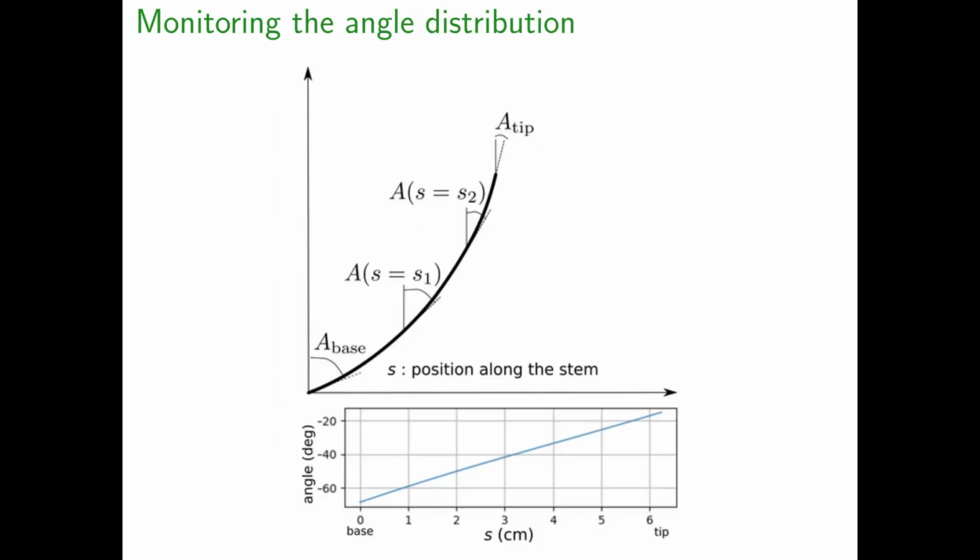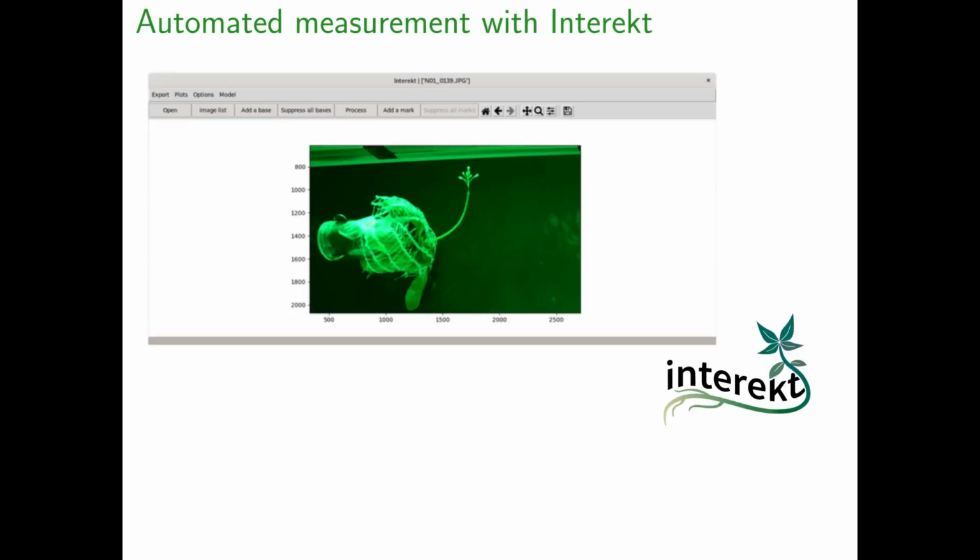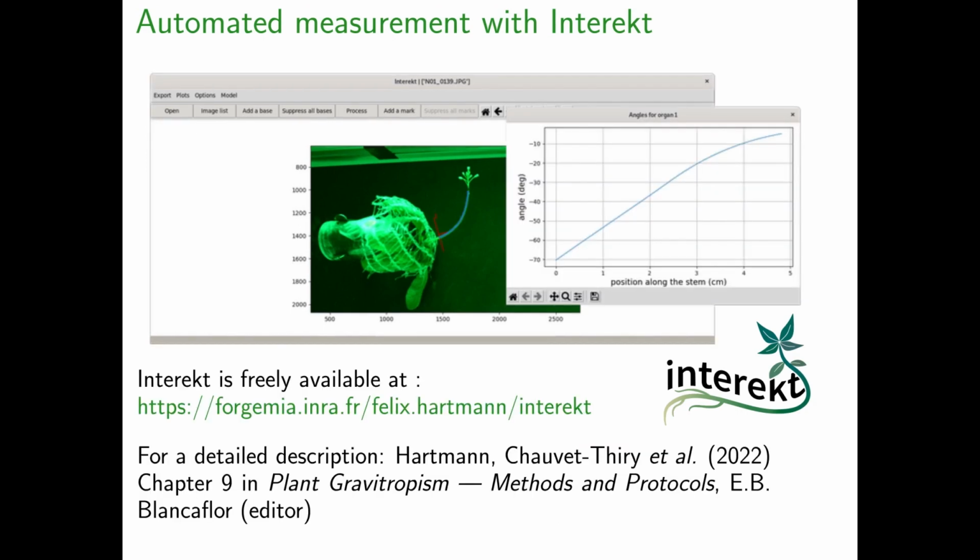Pushing this strategy to the limit, we get the distribution of angles all along the organ. You may wonder how to monitor so many angles. Don't worry, this can be automated using some specific software, for example, the free software Interekt.